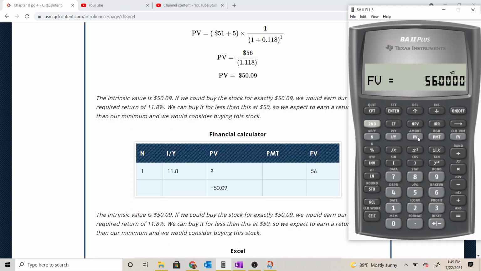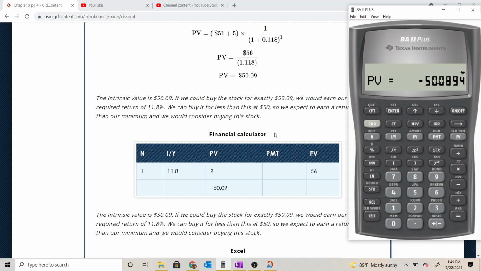So hit compute present value. Okay? And there's our $50 and roughly 9 cents that we were getting. That's got a negative sign in front of it. That's just keeping track of the relative direction of the cash flows. The calculator is saying that if I'm going to receive a cash inflow of $56 1 year from today, and I want an 11.8% rate of return, then I should experience a cash outflow of $50.09, roughly at time period 0.